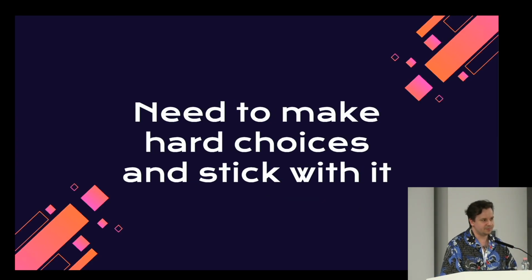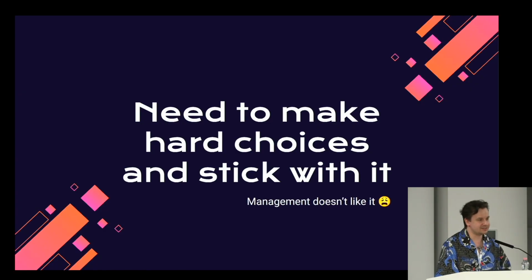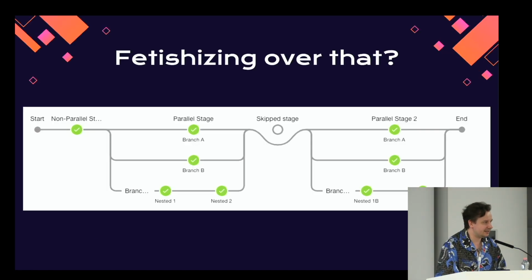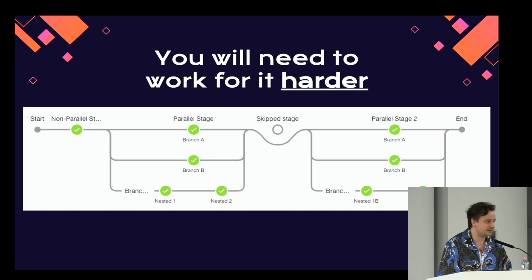Now, you need to make hard choices. What will you support and what won't you? And that's something that management doesn't like, but you have to do it if you want to stay sane. And you won't have the nice pipelines. If you like that in your Jenkins or GitHub Actions, you can, but it's not the way. You have to just work around this.